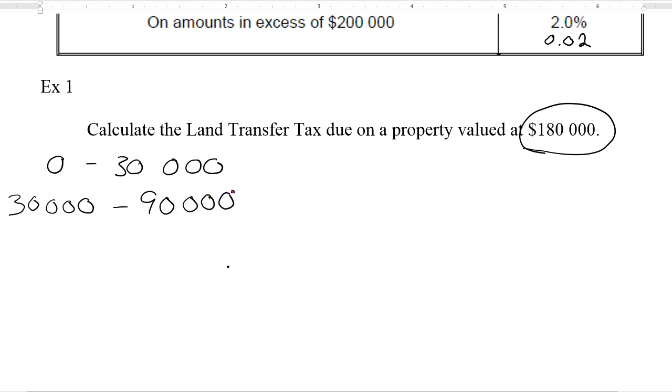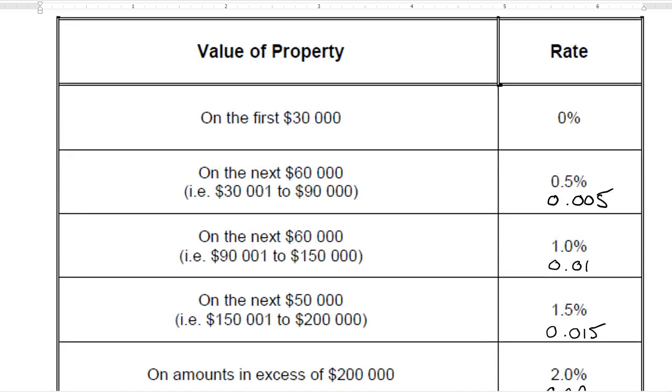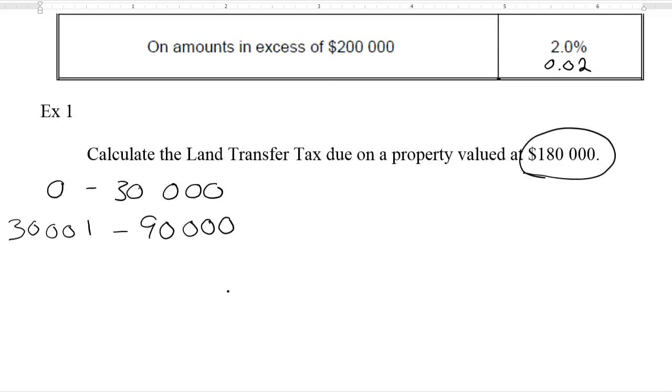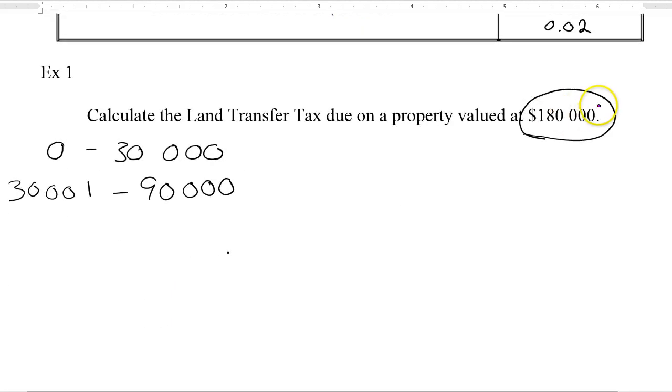Technically, this is $30,001 to fit in my bracket. I look, do I have value in my third bracket from 90 to 150? I do. I'm all the way up to 180. So from $90,001 to 150,000.